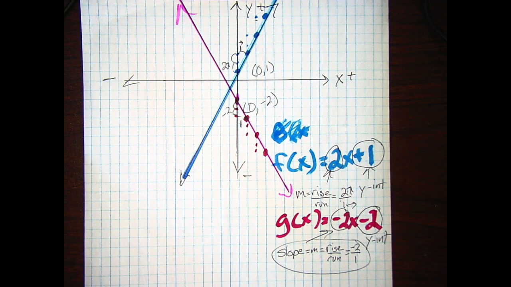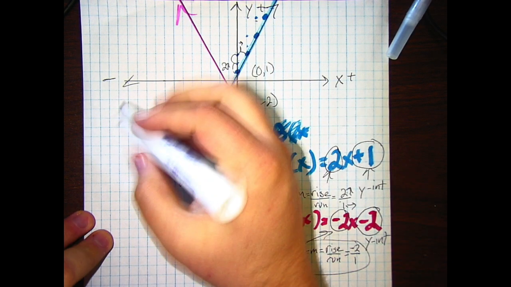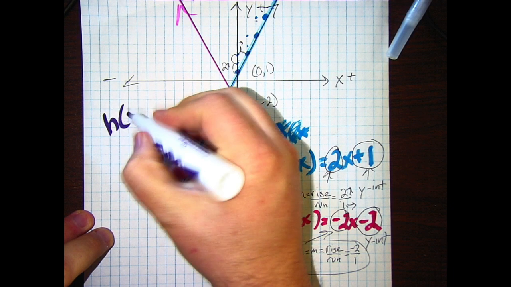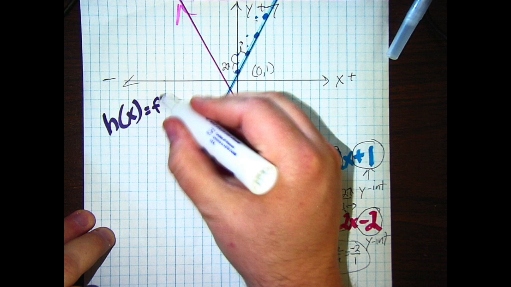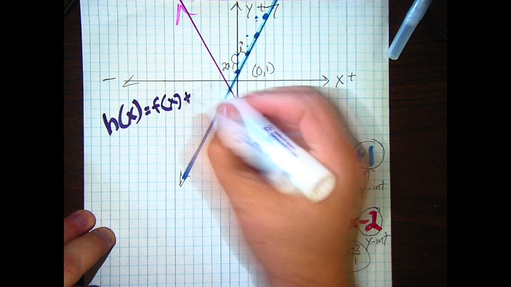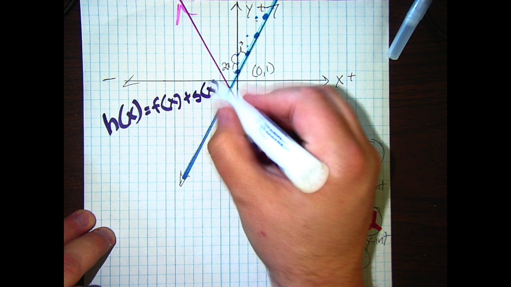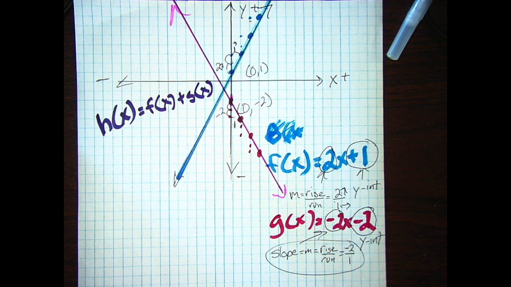So now we're going to do a composite function, but I don't want to call it g of x. I would like to call it h of x. So we're going to say that h of x is equal to f of x plus g of x. Okay?